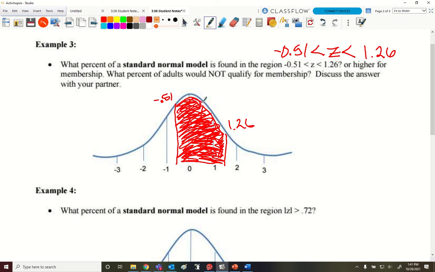So, go ahead, set it up on your calculator, please. Set it up. You're going to do the same thing over and over and over again. We're just changing the numbers that we're plugging in for our CDF.